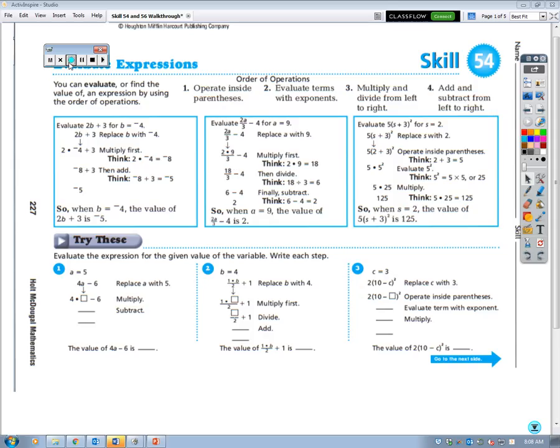Okay, so we are doing skill 54 and 56. These are review skills for module 6, and we're doing it in class today with period 1.